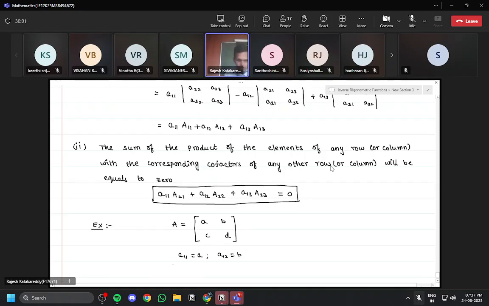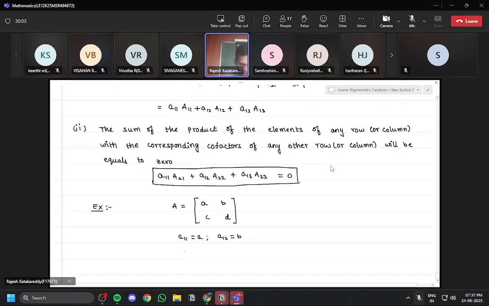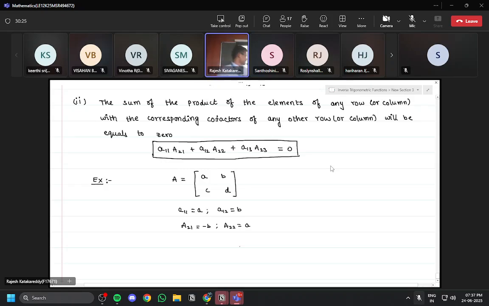Now, cofactor of A11, maybe A21 I need here. A21 will be equal to, how much will we get? We'll get minus B. Cofactor of A22 will be equal to A. I hope you understood. I directly wrote. I have taken A, B, C, D as a small matrix.